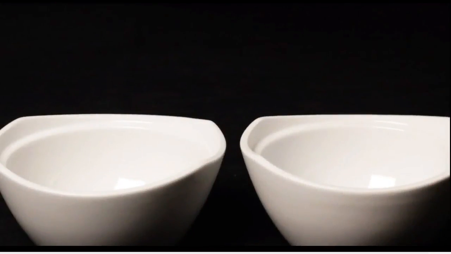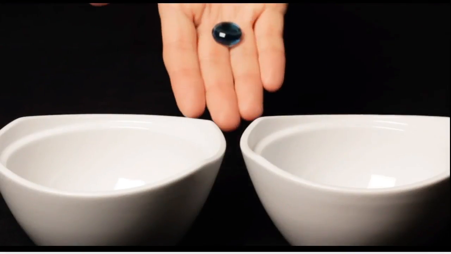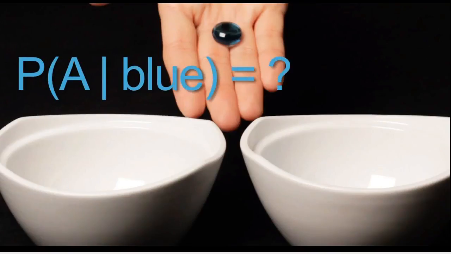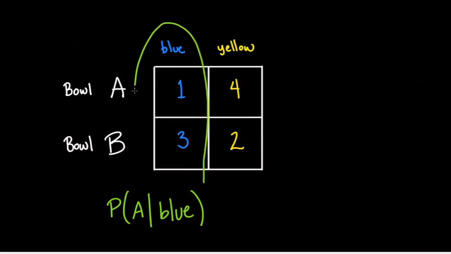Suppose someone picks a marble at random from either bowl A or bowl B and reveals to you that the marble drawn was blue. What is the probability that the blue marble came from bowl A? In other words, what's the conditional probability that the marble was drawn from bowl A, given that it is blue? Going back to the table, because we are dealing with the condition that the marble is blue, the sample space is restricted to the 4 blue marbles. Of these 4 blue marbles, 1 is in bowl A, and each is equally likely to be drawn. Thus, the conditional probability is 1 out of 4.